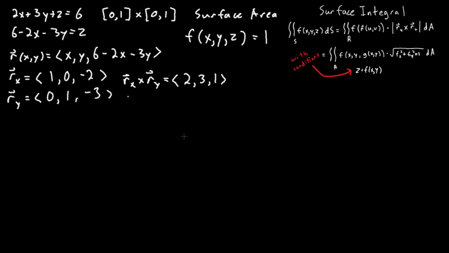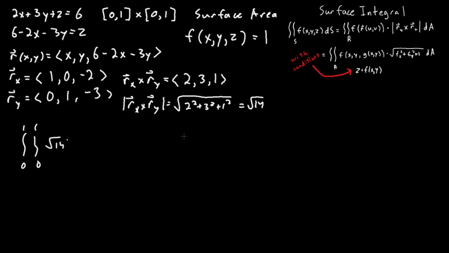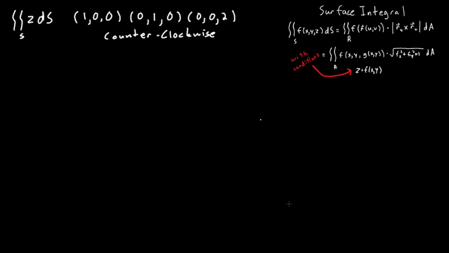We want to find the magnitude of this, the magnitude of r_x cross r_y. Let's keep the vector symbols at the top. That's just equal to the square root of 2 squared plus 3 squared plus 1, which is just equal to the square root of 14. And if you solve your double integral, again, from 0 to 1, 0 to 1 of the square root of 14 dx dy, you just get the square root of 14 again. So both your answers were the square root of 14. Both of these ways work. This right here is actually just the derivation of this, but I just wanted to show you that they both do the same thing.